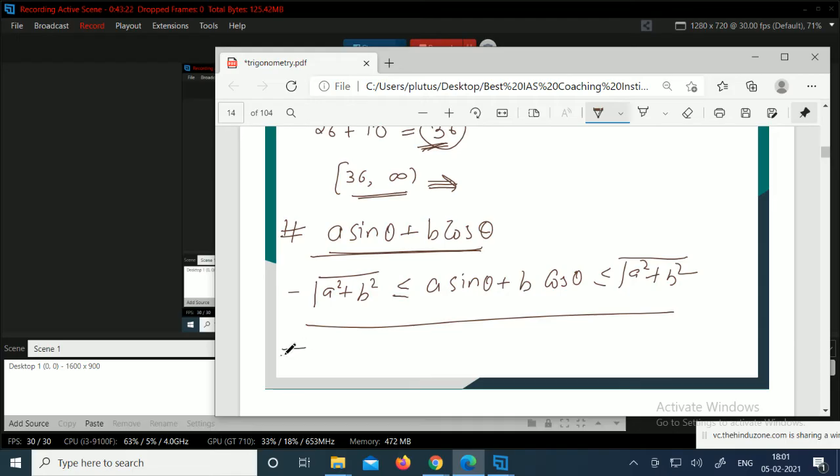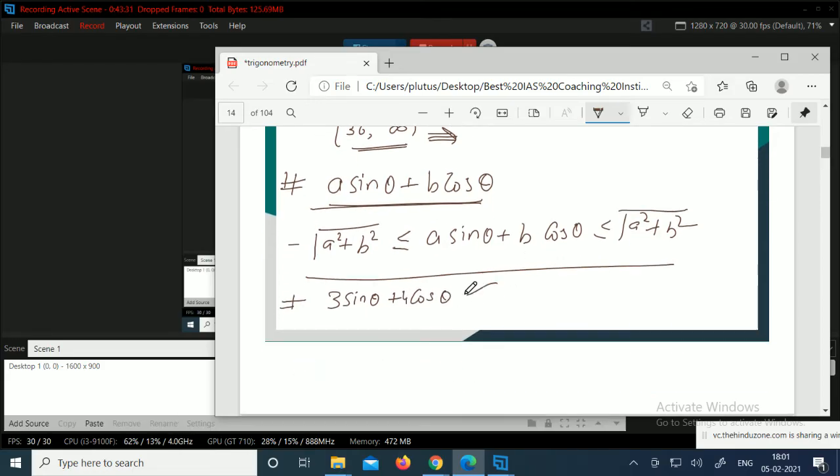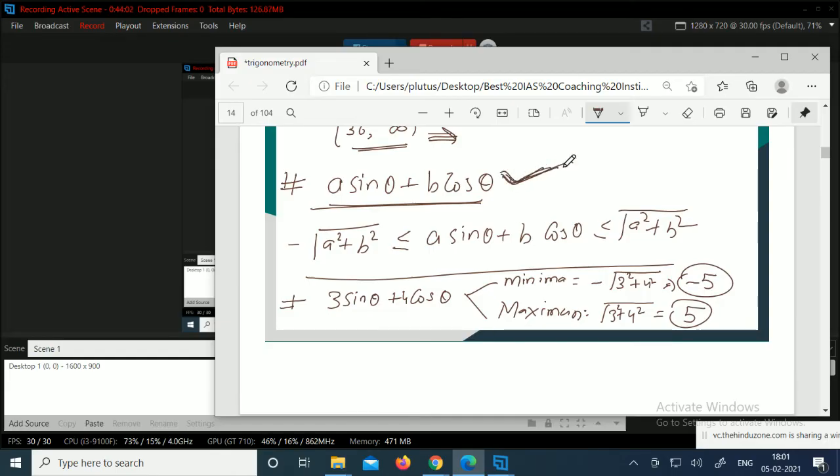If I have the equation like 3 sine theta plus 4 cos theta, then if I write the minimum value, that is minus under root a square plus b square, 3 square plus 4 square, that is minus 5 if I calculate this, and the maximum value is plus under root 3 square plus 4 square, that is plus 5. Okay, so now you are going to remember this, it is quite important. We use it several times.